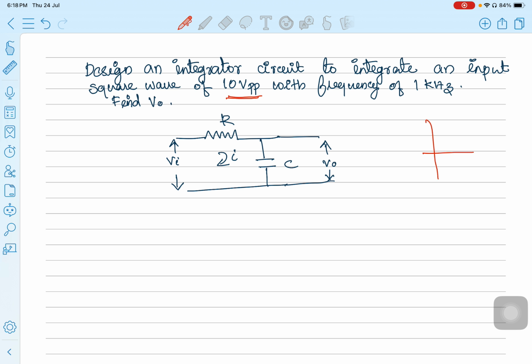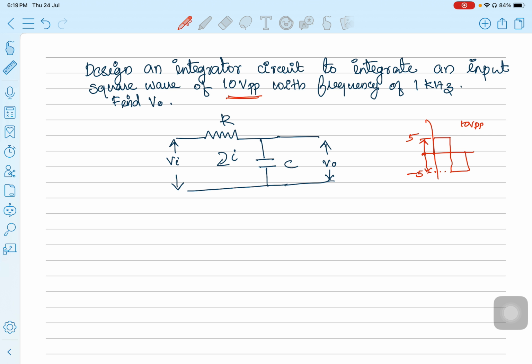If I represent it in a waveform, here is your square wave. 10 VPP in a sense, from 0 to the peak value it is 5, and from 0 to the negative peak it is minus 5. So totally, minus 5 to 5, it becomes 10 VPP. And the frequency given is 1 kilohertz. You need to design an integrator where the input waveform is a square wave with a peak to peak amplitude of 10 VPP and a frequency of 1 kilohertz.